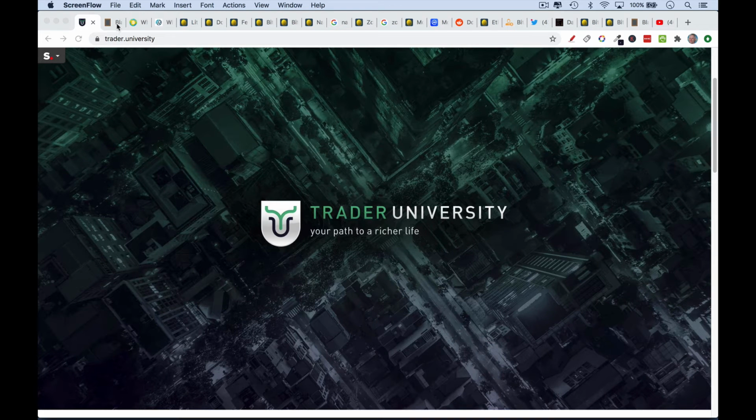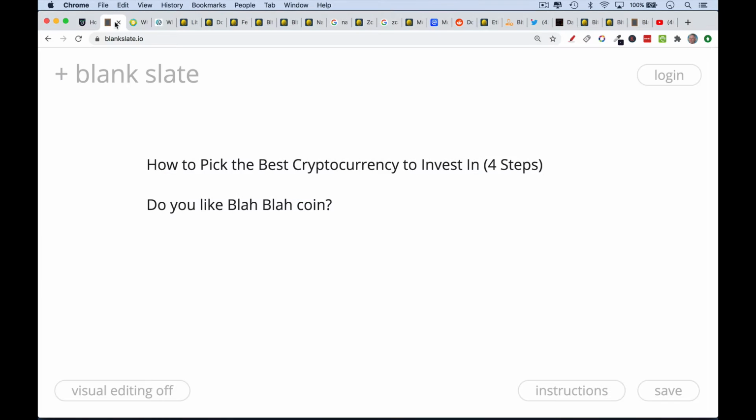This is Matthew Cratter from Trader University, and today I want to talk about how to pick the best cryptocurrency to invest in. People are always coming to me asking me, do you like this coin? Do you like that coin? So I wanted to give you guys the list of steps that I go through when I'm thinking about new coins or altcoins.